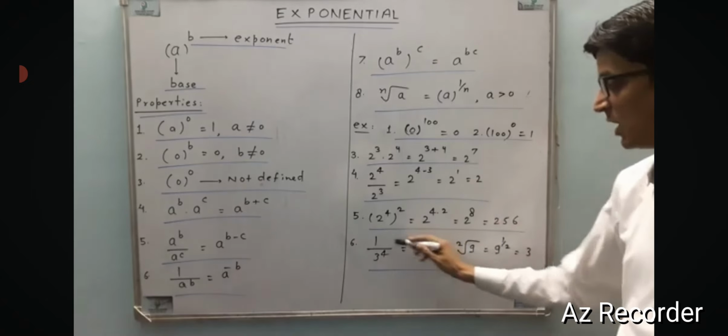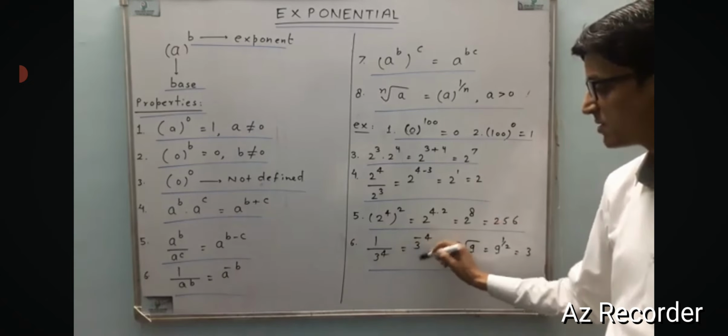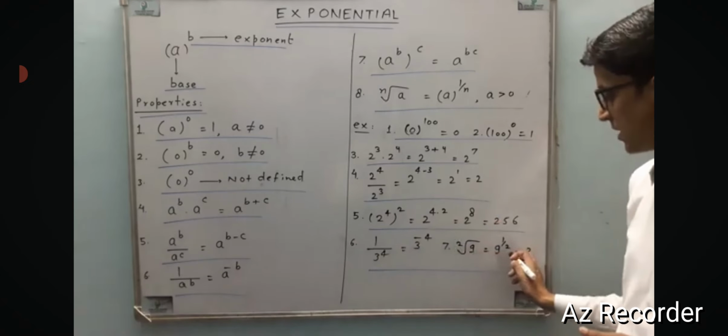1 by 3 raised to power 4 is 3 raised to power minus 4. 9 raised to power half is equal to 3.